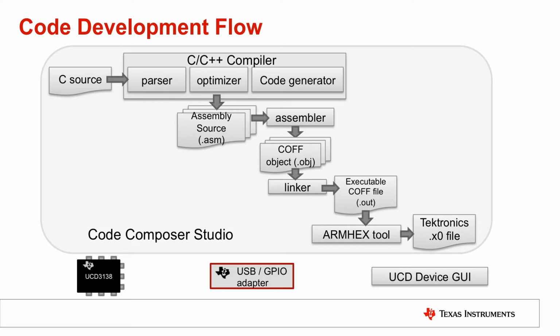This series of steps may look complicated, but the entire process is carried out automatically when the C or C++ based project is built in Code Composer Studio. So this entire process is hidden from the user. Texas Instruments provides sample projects with the appropriate settings so that you can get started with development quickly. The output of the CCS build process, the .x0 file, is read by the UCD Device GUI when programming the UCD device via the USB to PMBus hardware adapter.